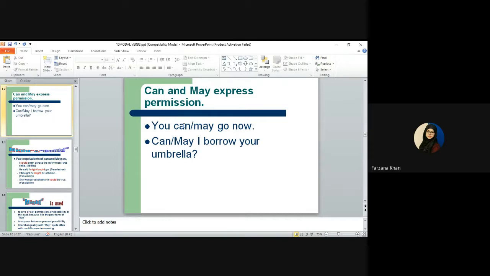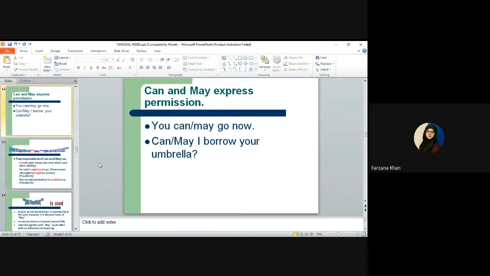In the next sentence, you can see, can I borrow your umbrella? Here you are getting permission, right? You are getting permission by using the modal verb can, which is informal. When you are asking your friend, you can simply say, can I borrow your umbrella? When you're talking to any stranger and you want to be formal, then you will go for, may I borrow your umbrella, right?